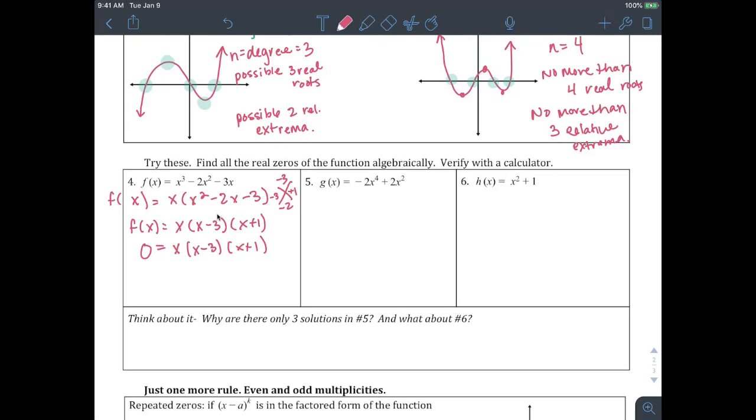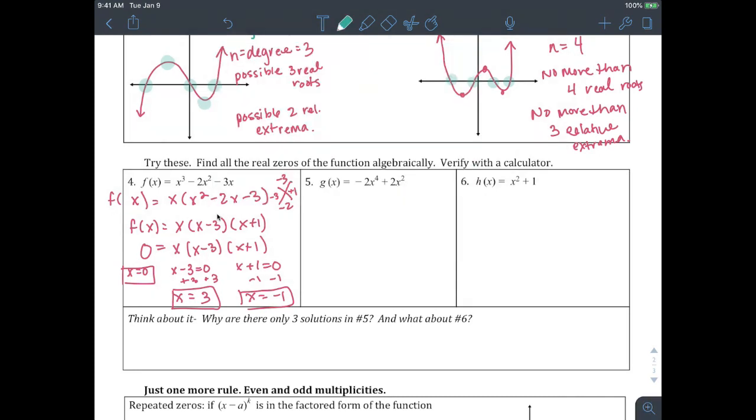Any of these factors that equal 0, when I multiply, that will give me 0 in the end. So I'm going to split these up. X is equal to 0, x minus 3 is equal to 0, and x plus 1 is equal to 0. So I add 3, x is equal to 3. Subtract 1, x is equal to negative 1. So when x equals negative 1, I get a 0. When x is equal to 3, I get a 0. And when x is equal to 0, I get a 0. These should be my x-intercepts.